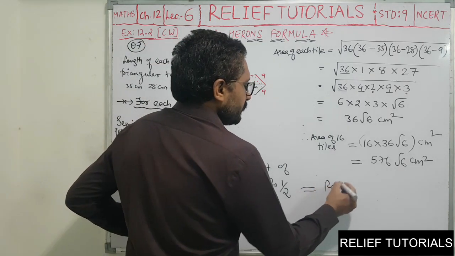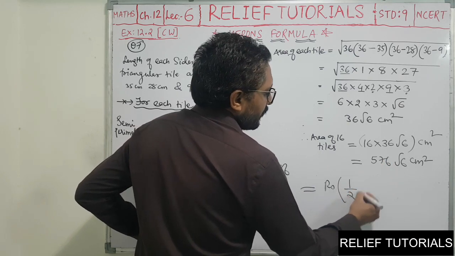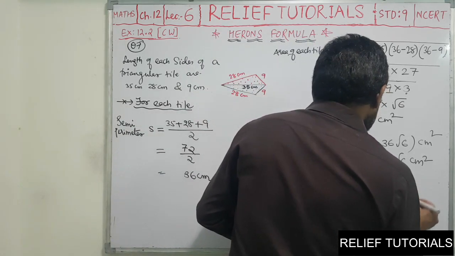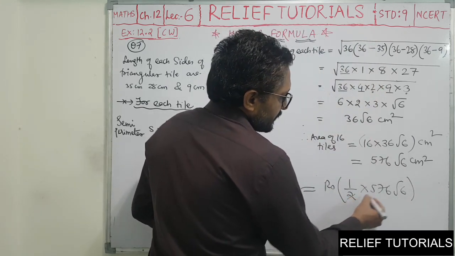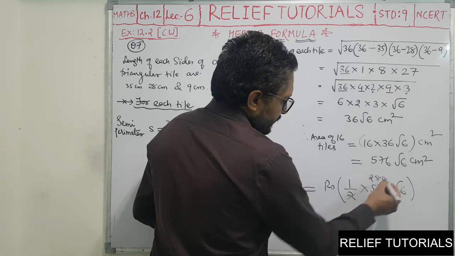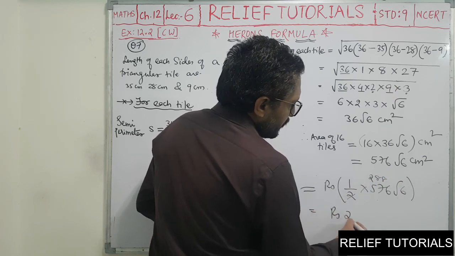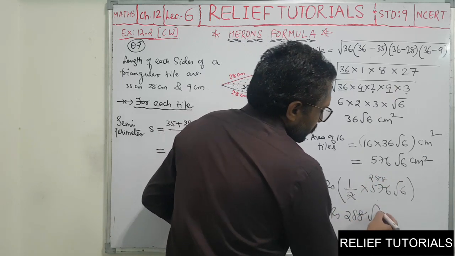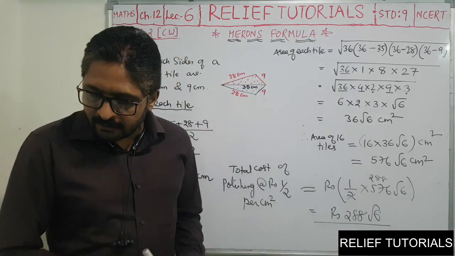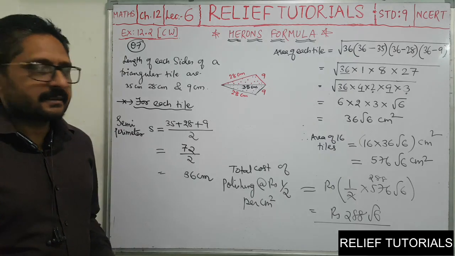So what will we do? We will multiply this with half. So half into 576 root 6 rupees. Half of 576 is 288. So that is equal to rupees 288 root 6. This is the total cost of polishing the floral tiles.